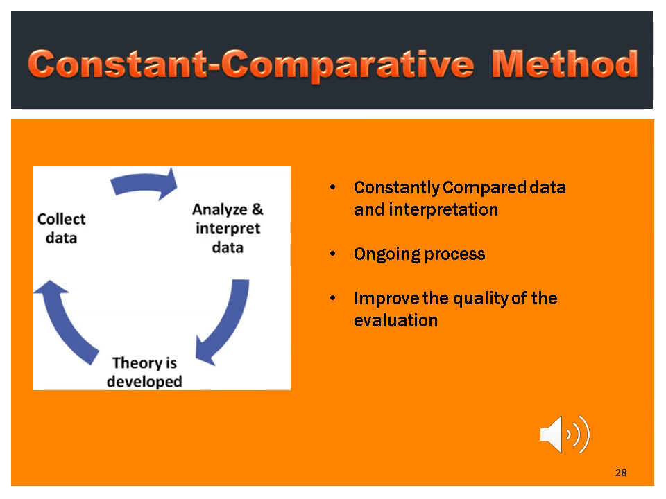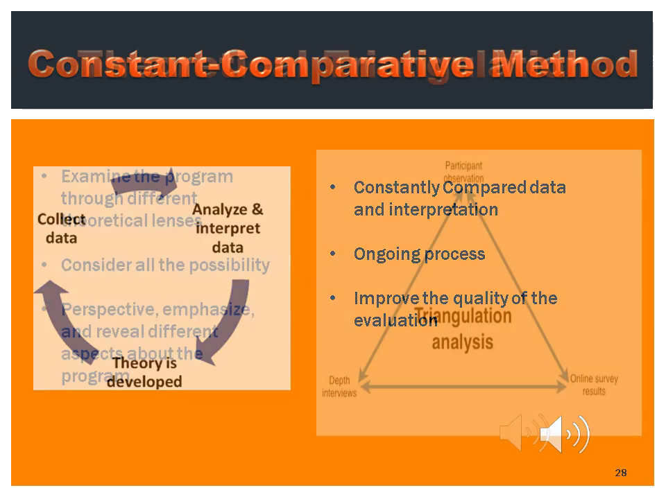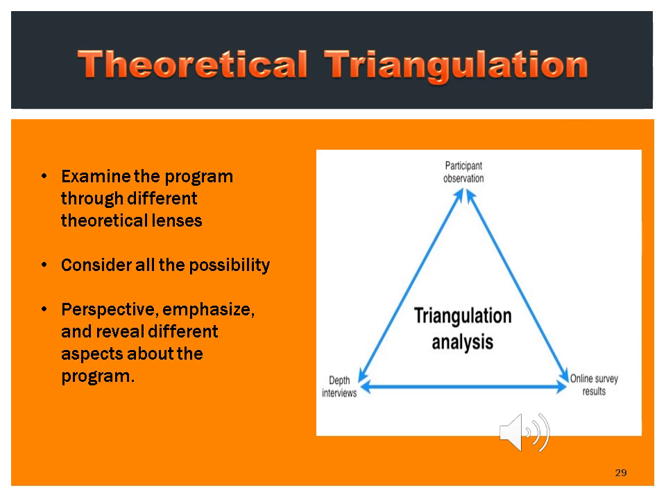The next method is the constant comparative method, which is an ongoing process. It constantly compares the data and justifies the relationship between data. Theoretical triangulation is examining the program through different perspectives and considering all the possibilities to reveal different aspects about the research.